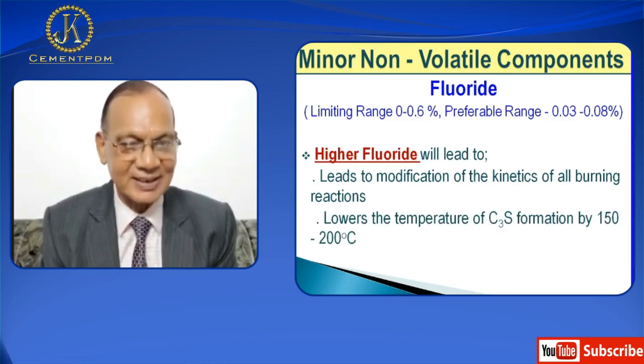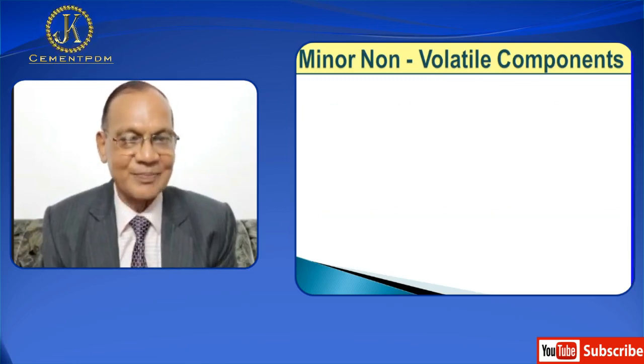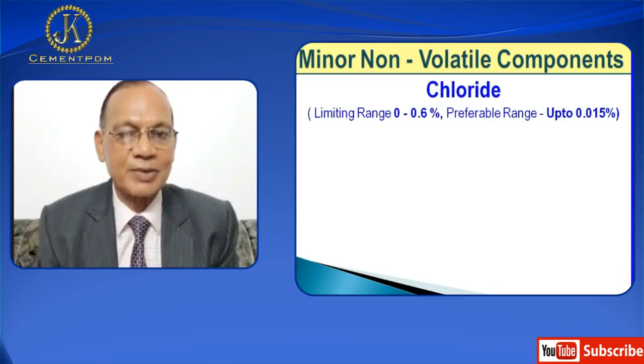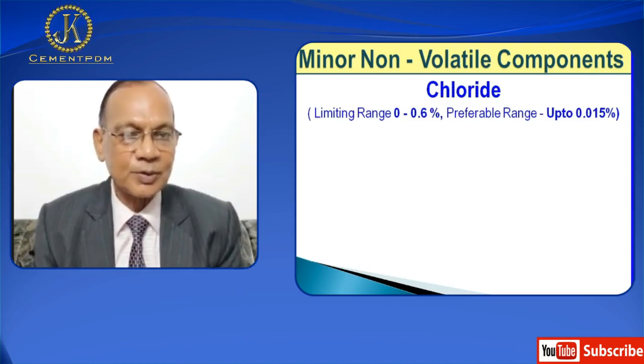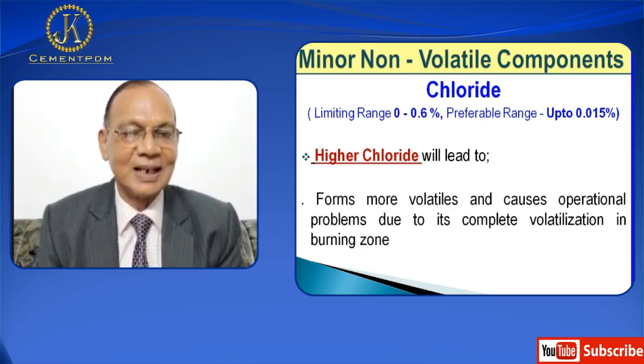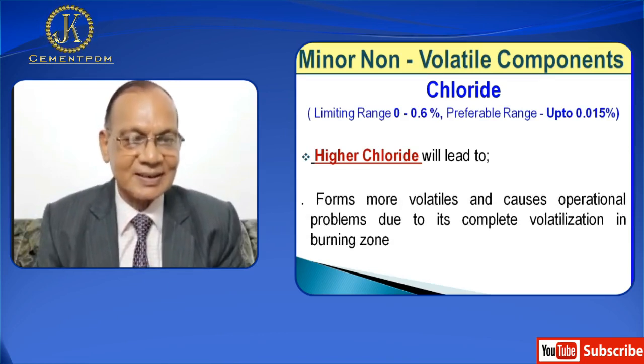to 200 degrees centigrade. Chloride, limiting range is 0 to 0.6%, preferable range is up to 0.015%. Higher chloride forms more volatiles and causes operational problems due to its complete volatilization in burning zone.